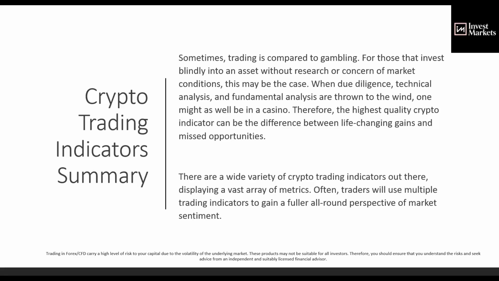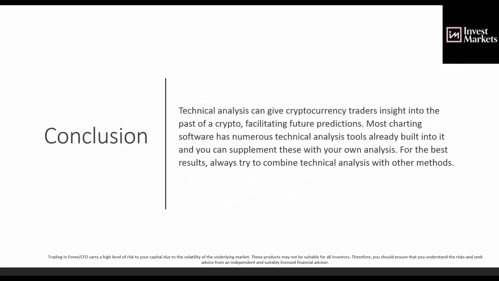There are a wide variety of crypto trading indicators out there, displaying a vast array of metrics. Often traders will use multiple trading indicators to gain a fuller, all-round perspective of market sentiment. Technical analysis can give cryptocurrency traders insight into the past of crypto, facilitating future predictions. Most charting software has numerous technical analysis tools built into it, and you can supplement these with your own analysis. For the best results, try to combine technical analysis with other methods.